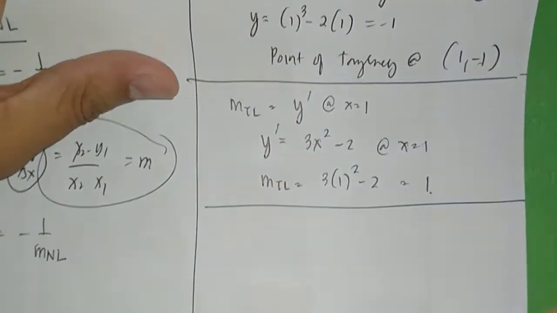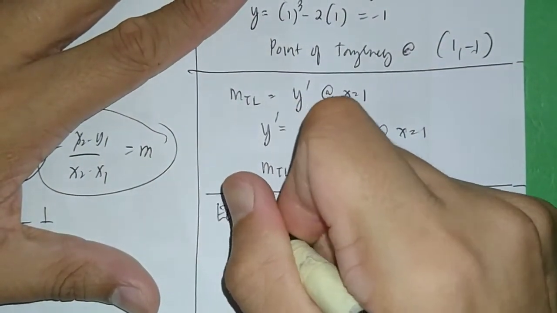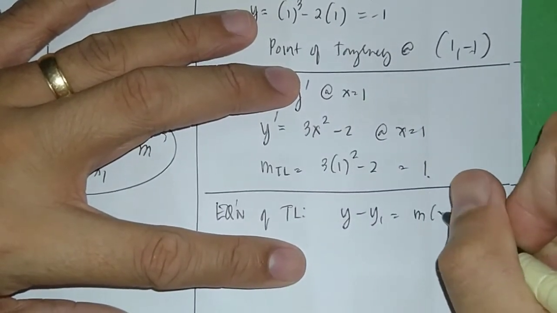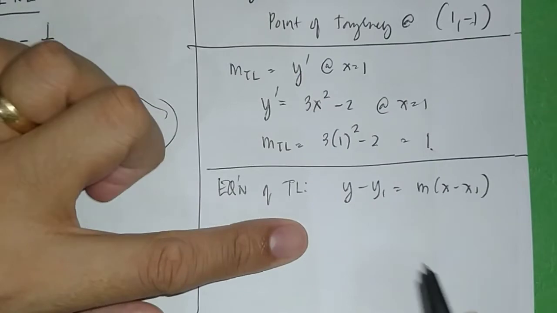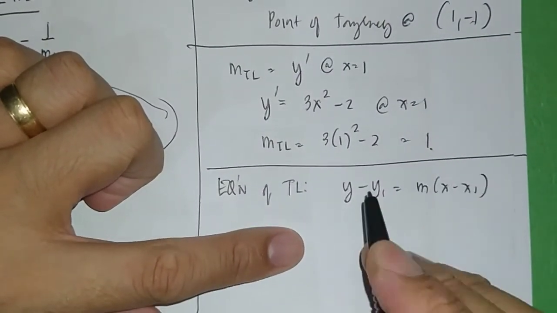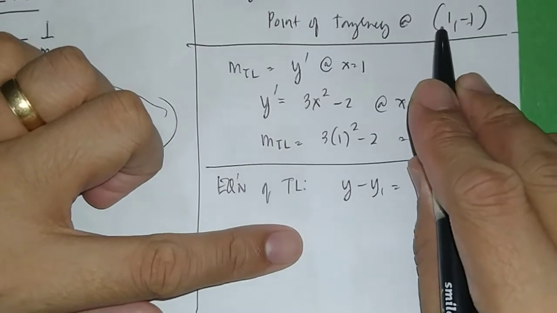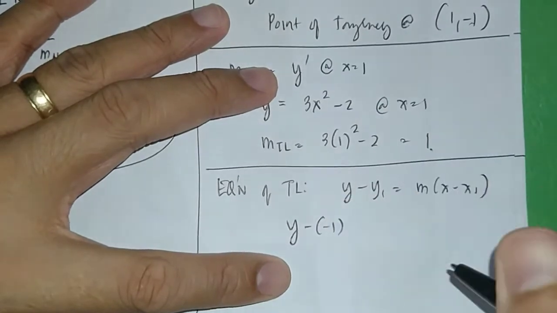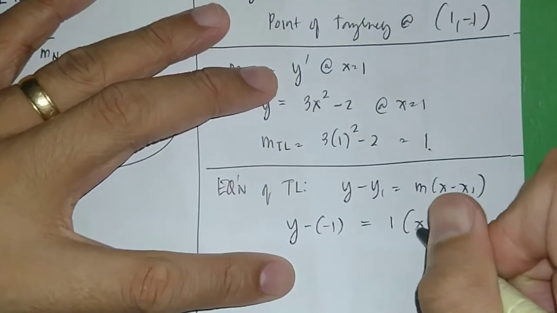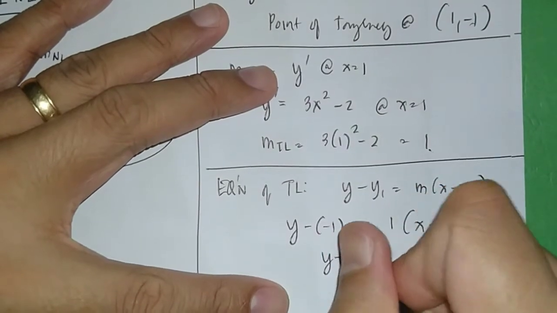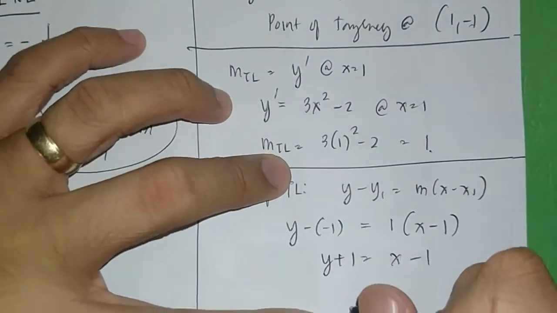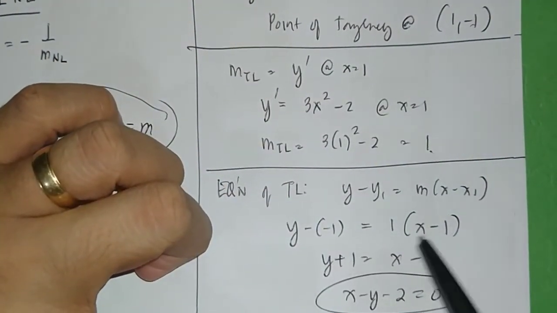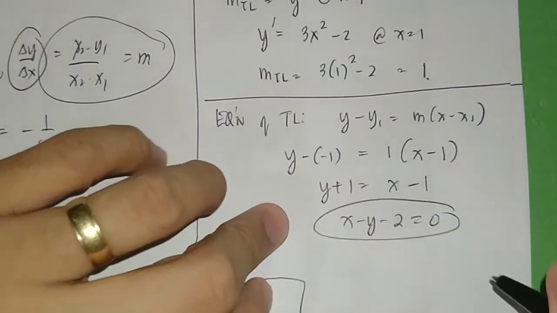If that's the slope of the tangent line, we can get the equation of the tangent line using y minus y sub 1 is equal to m times x minus x sub 1. The slope is 1, y sub 1 is negative 1, and x sub 1 is positive 1. Substituting, we have y minus negative 1 is equal to 1 multiplied by x minus 1. So this is y plus 1 is equal to x minus 1, which is x minus y minus 2 is equal to 0 by transposing the y and the 1. That must be the equation of the tangent line.